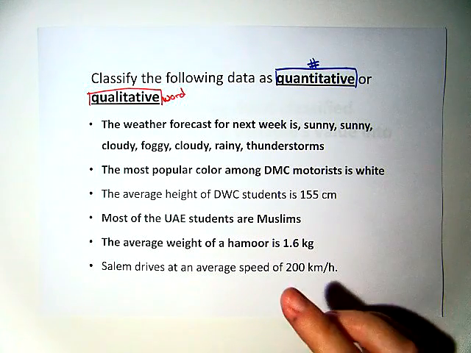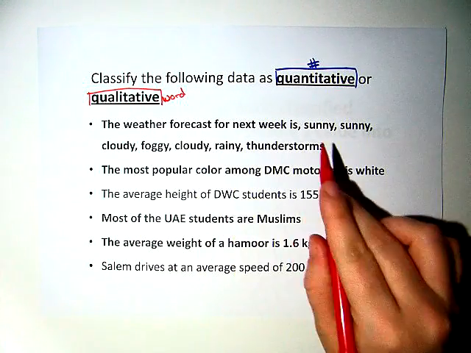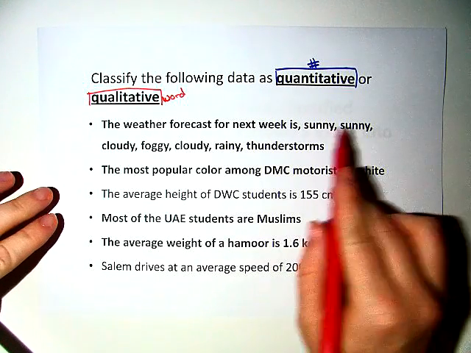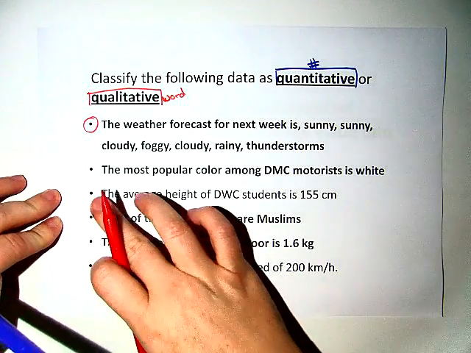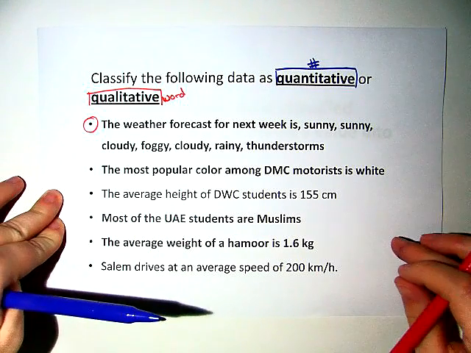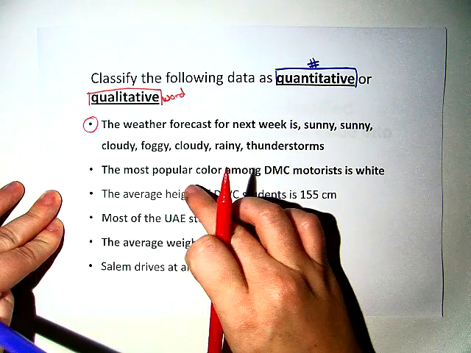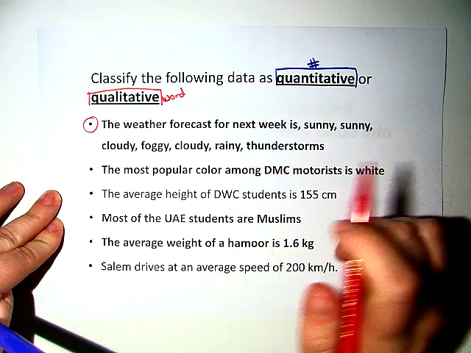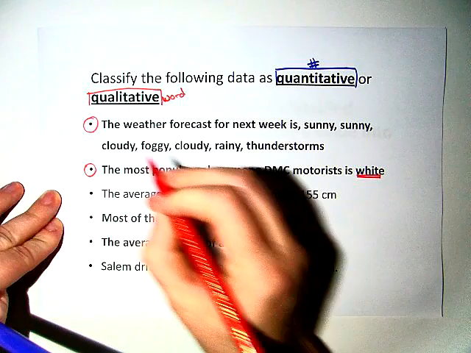The weather forecast for the next week is sunny, sunny, cloudy, foggy, cloudy, rainy, and thunderstorms. The answers here are all words, so it's qualitative. The most popular color among DMC motorists is white. Even though it does say the most popular, it is still qualitative because what we're describing is a color.